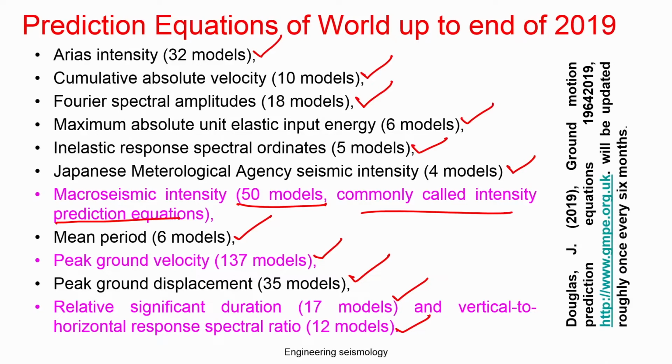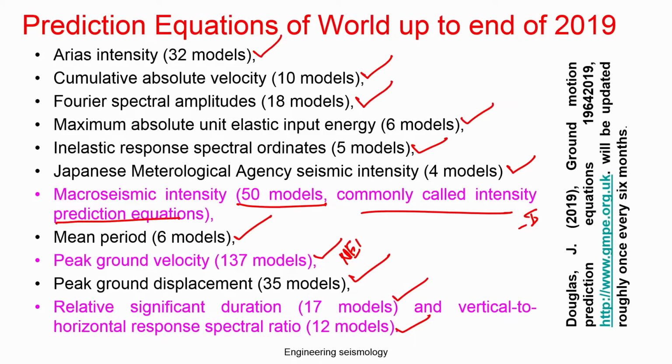So among these, many equation models are there. In India, we have an intensity predictive equation. Right now we have one intensity predictive equation in India. So we have a few peak ground velocity models also, but that is only developed for the northeast region as per my knowledge. And then the relative significant duration, we have a few models, particularly peninsular India, this model was developed by me.